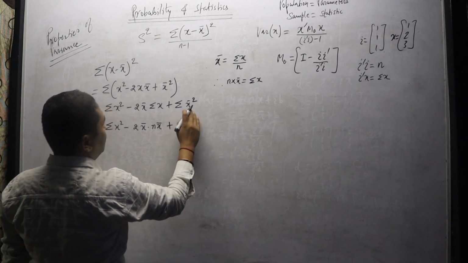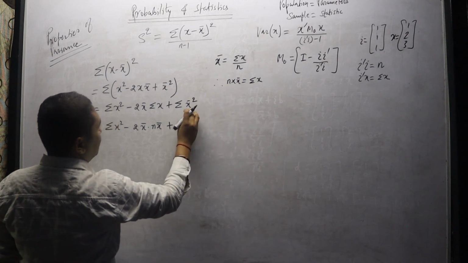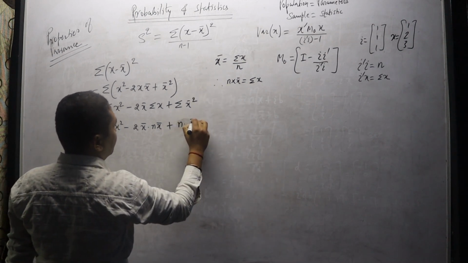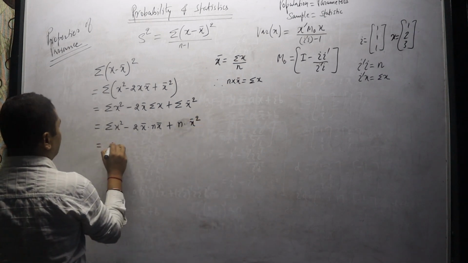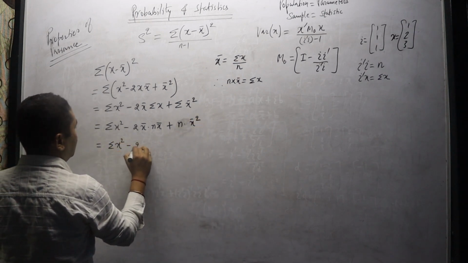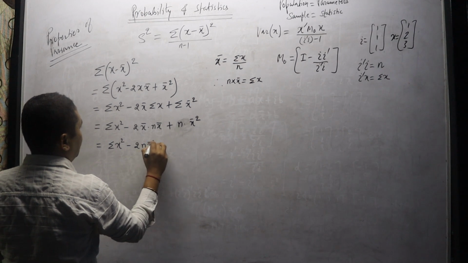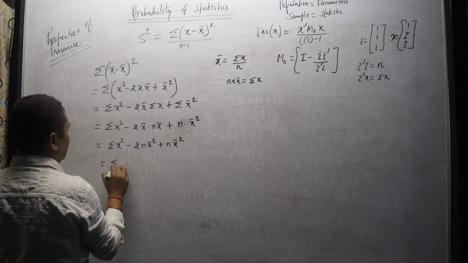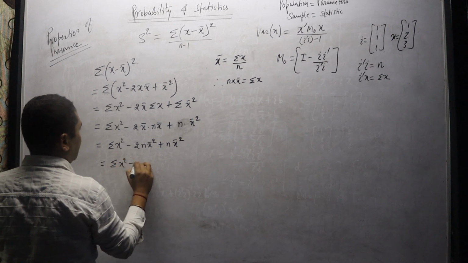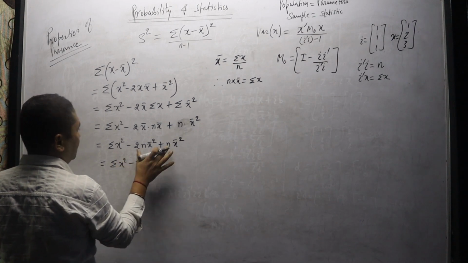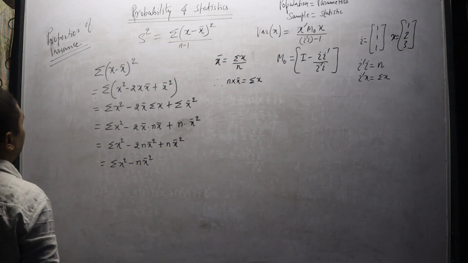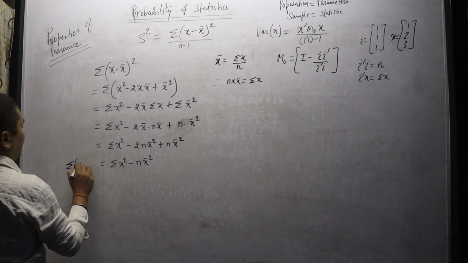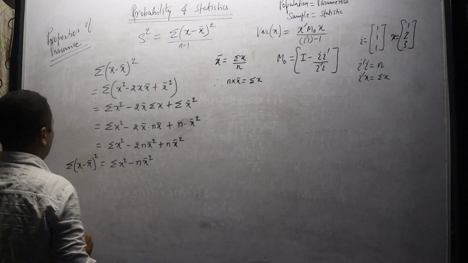As this is a constant, if we have n observations, then when we sum the constant n times, we get n times the constant. So this equals the summation of x square minus twice n x bar square plus n x bar square. So this equals the summation of x square minus n x bar square, because they are the same and we use simple operation. So this is what we get for the summation of (x minus x bar) square.